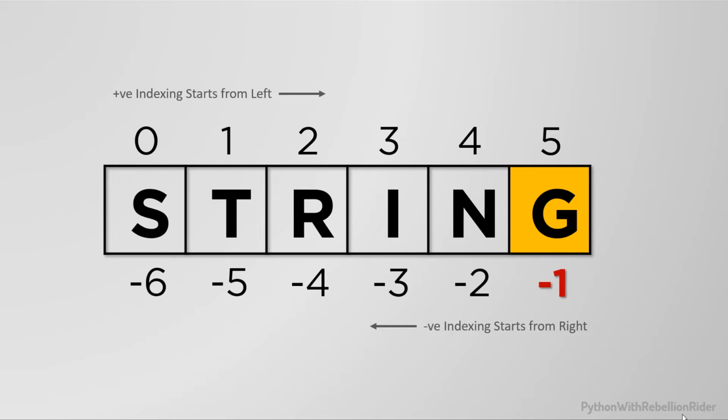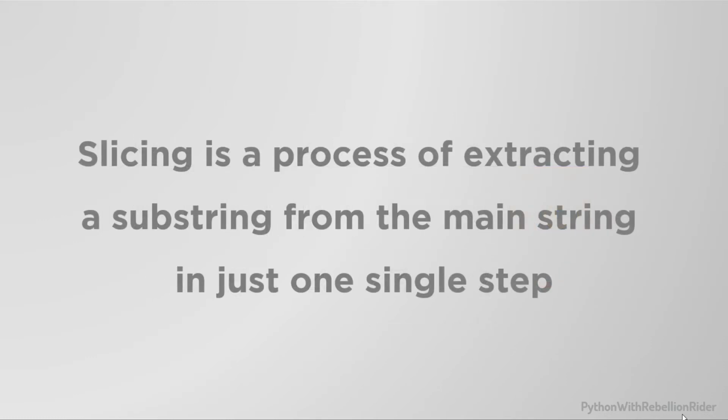The second type of indexing is slicing. Slicing is a process of extracting a substring from the main string in just one single step. Yes, you heard it right. You can extract a range of indexes by just writing a single line of code. There is no need to write any conditional control or loop statement.